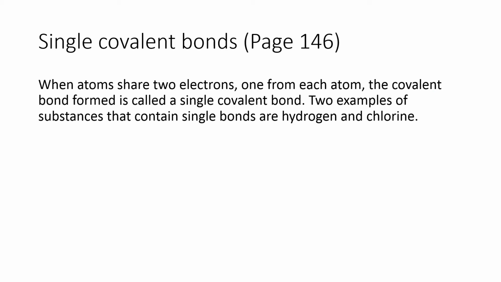So it says a single covalent bond. So we are looking at single, double, triple covalent bonds. Make sure you're very clear with the concept. If you know the difference between them and you know how to draw covalent bondings, then you are on the right track. So it says here, when atoms share 2 electrons, one from each atom, the covalent bond formed is called a single covalent bond. 2 examples of substances that contain single bonds are hydrogen and chlorine. So I'll show you the diagram of how hydrogen and chlorine looks like.